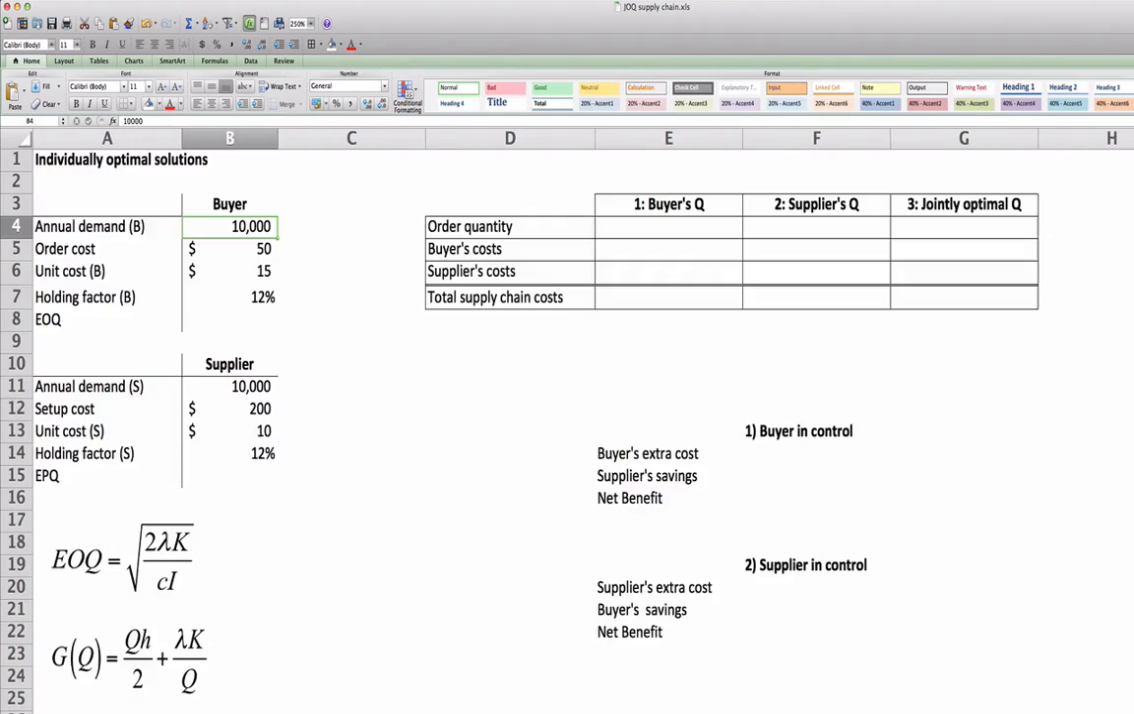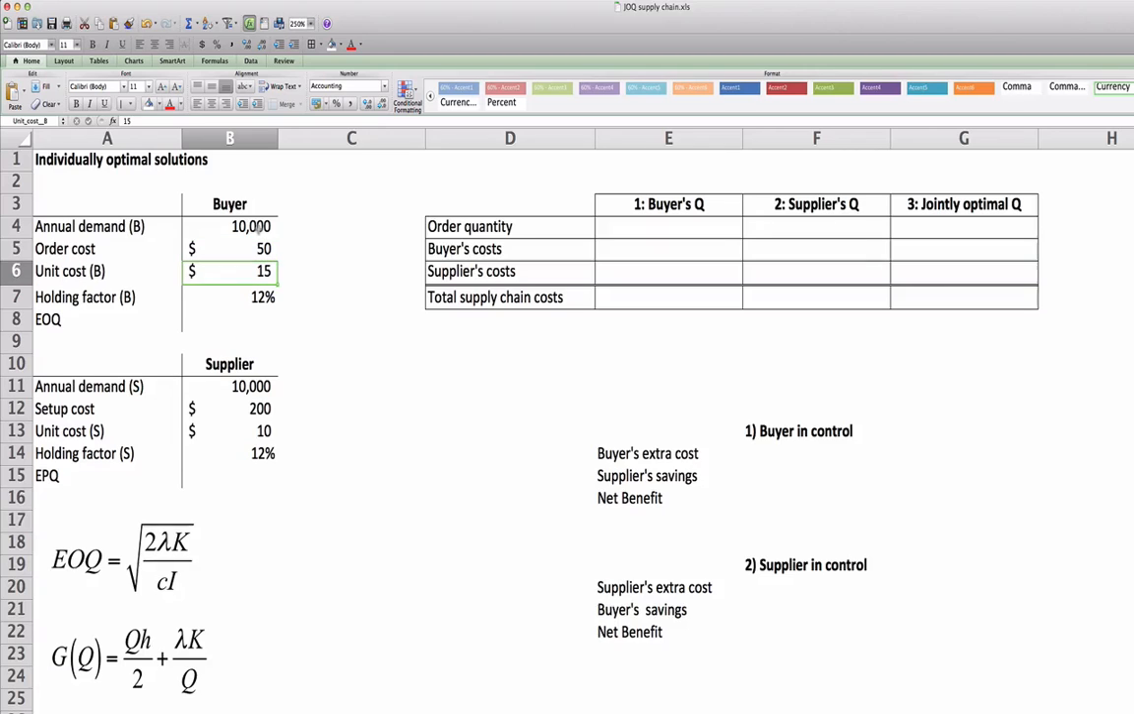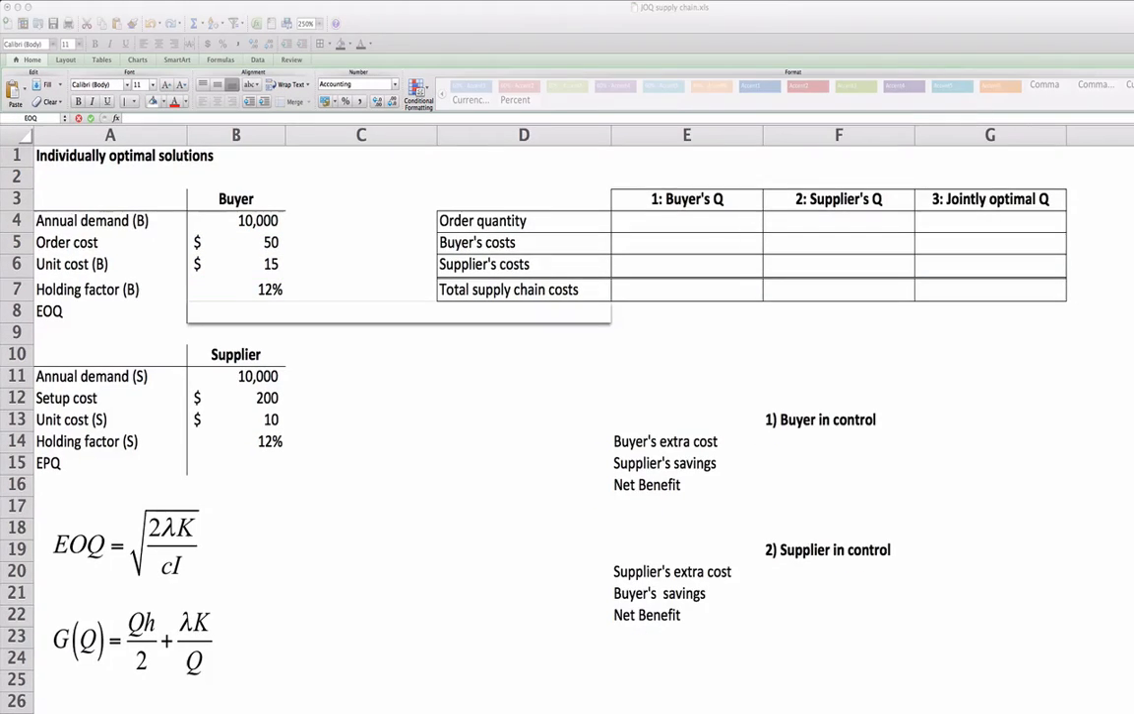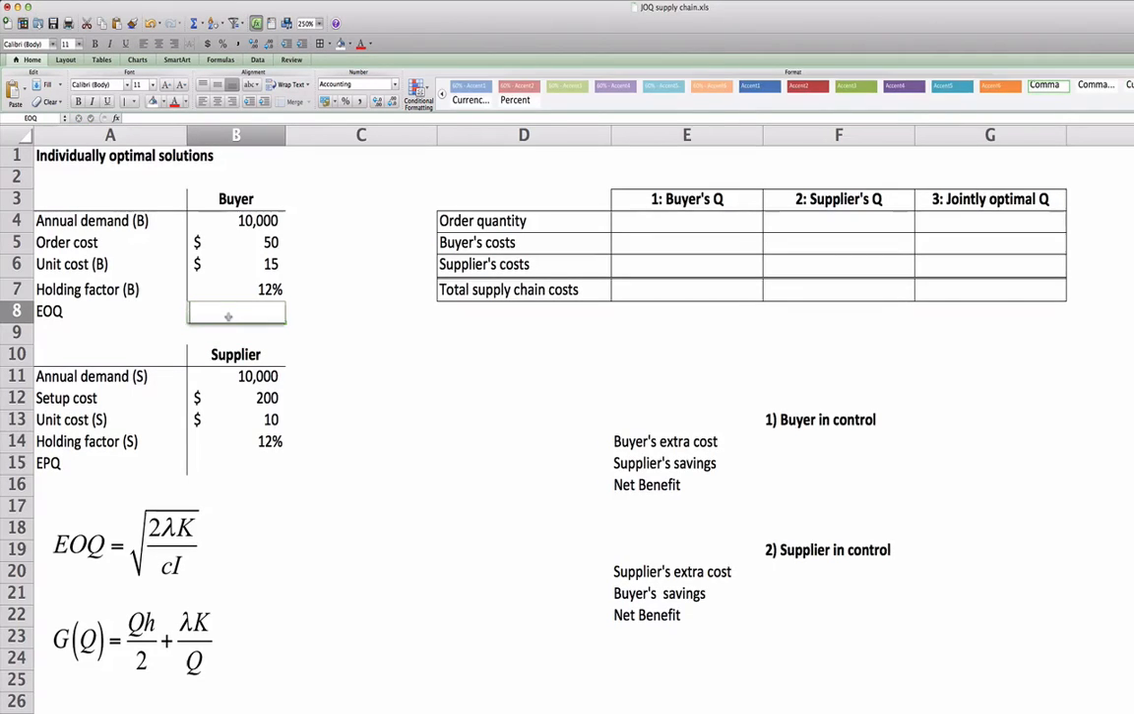So let me walk you through an example here. I've set up a little table with some data for the buyer, as well as data for the supplier. Looking at the buyer first, we are looking at a total annual demand volume of 10,000 units, an order cost of $50, a unit cost of $15, and a holding cost factor of 12%. When we compute the basic standard EOQ, we would get an order quantity of 745 units.